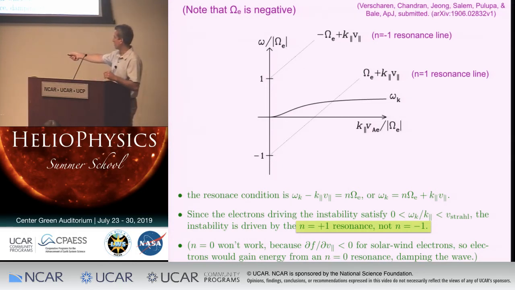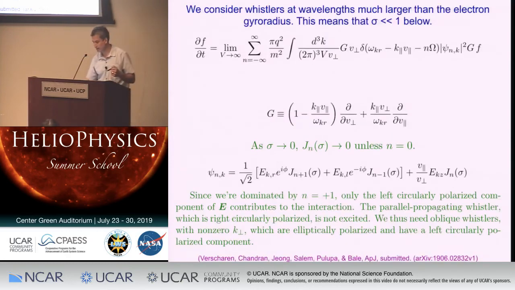It turns out n equals zero won't work for straw electrons in the solar wind. Professor Bhattacharjee was mentioning this, he gave this example where partial F partial V parallel was negative, like you had a Maxwellian distribution. And in that case, when the particles interact via n equals zero resonances, i.e. Landau damping, the electrons gain energy from that interaction because they are diffusing out to larger speeds. That's not a situation in which they're going to excite waves, they're going to damp the waves. That was the Landau damping scenario. Here we're looking at the opposite case. We want a situation where the electrons will lose energy and the waves will grow. And that cannot be satisfied for the straw by the n equals zero resonance, so I won't worry about it. But we do want n equal plus one, not n equal minus one.